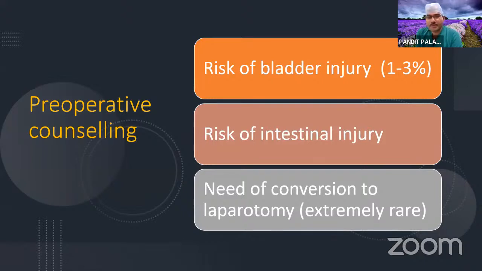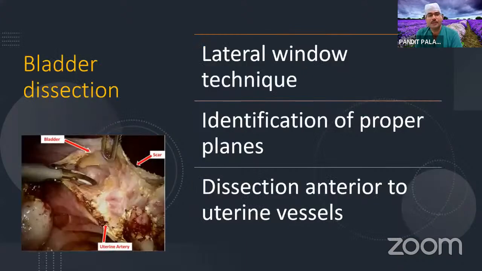When we operate such cases, the risk of bladder injury may be 1 to 3% in expert hands. There is risk of intestinal injury, and though it is very rare, in some situations we have to counsel the patient that there may be a need to convert the lap hysterectomy to vaginal dissection or laparotomy. Though nowadays, with a lot of experience, energy sources, and teamwork, this possibility is very rare.